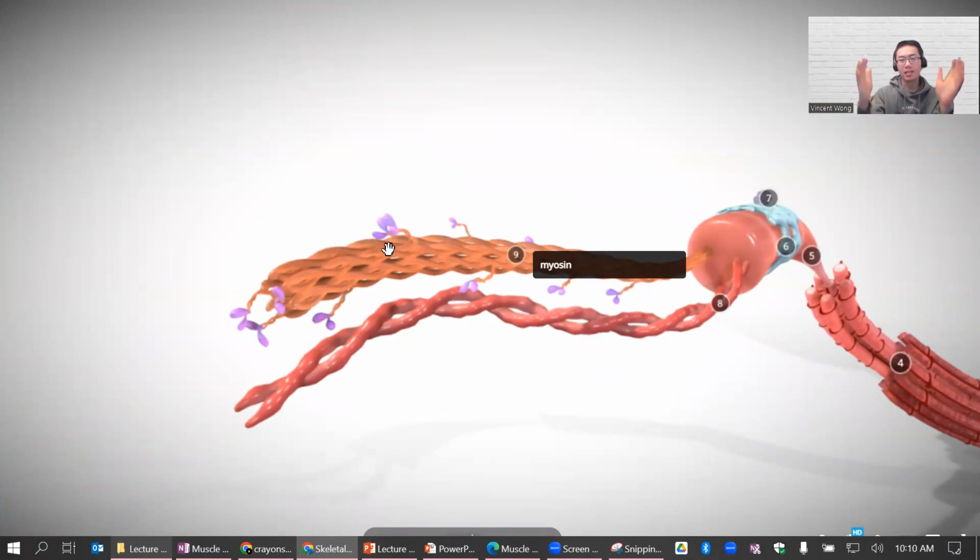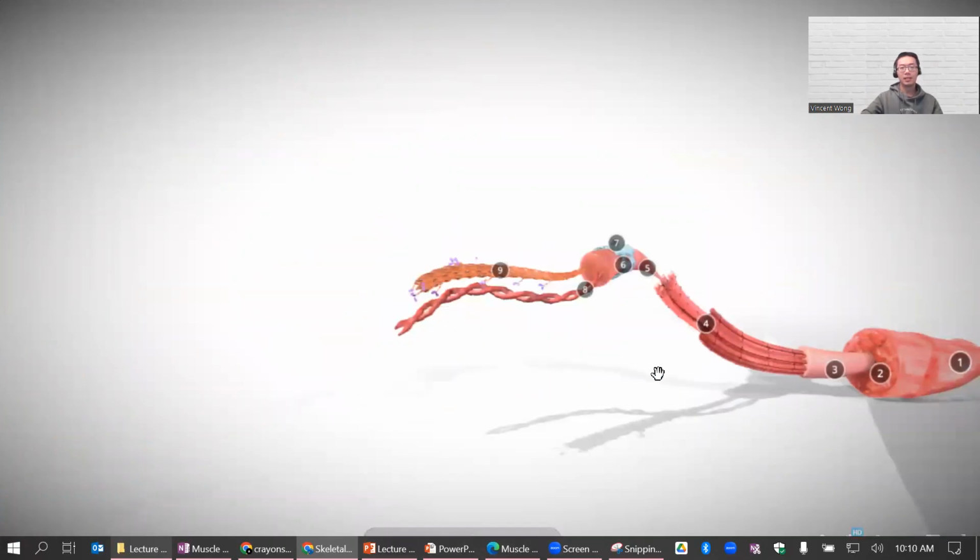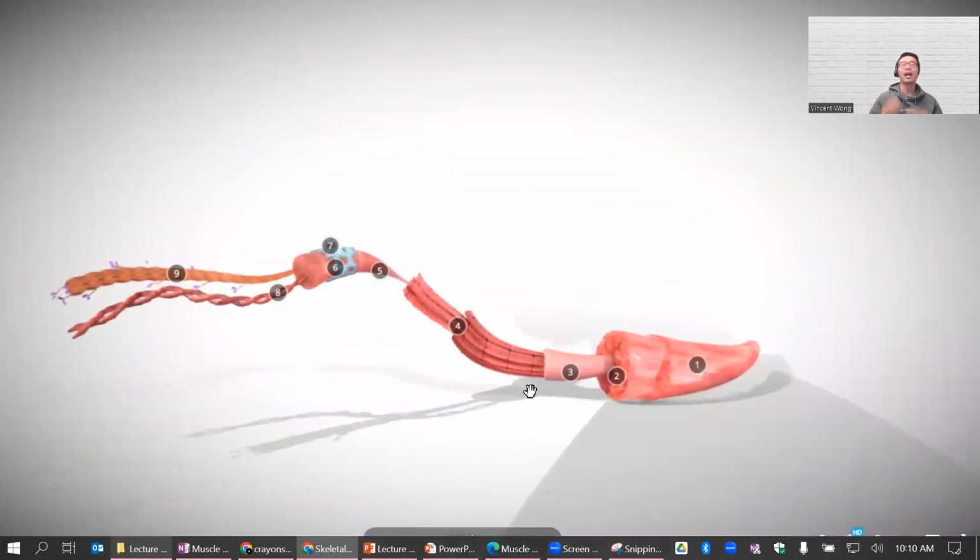The purple head's going to grab on the actin. It's going to pull. It's going to shorten the sarcomere, which ultimately shortens the myofibril, which then shortens the muscle fiber, shortens the fascicle, and then shortens the entire muscle. Okay? That's as clear as I can be. I cannot explain more. I think most of you understand, right? I mean, sure, it takes some time to memorize it, but hopefully you understand the organization.